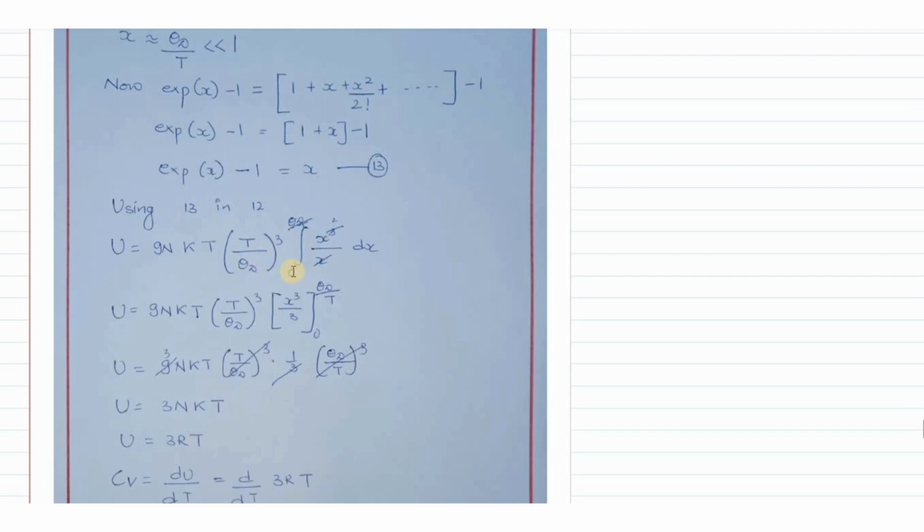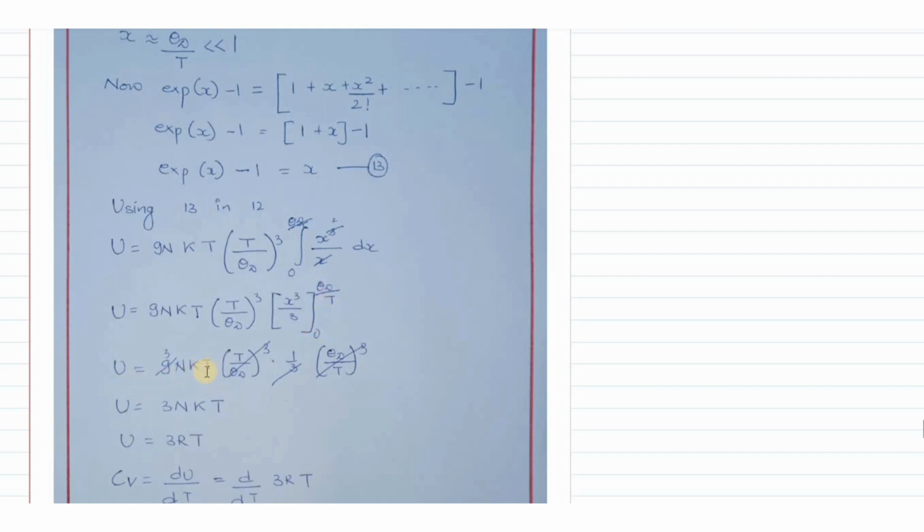integration of 0 to theta_D by T of x cube by x dx. So this x and x cube cancel out. So u is equal to 9NkT (T by theta_D) whole cube. This will be x square. So integrating this term we get x cube by 3, limit 0 to theta_D by T.